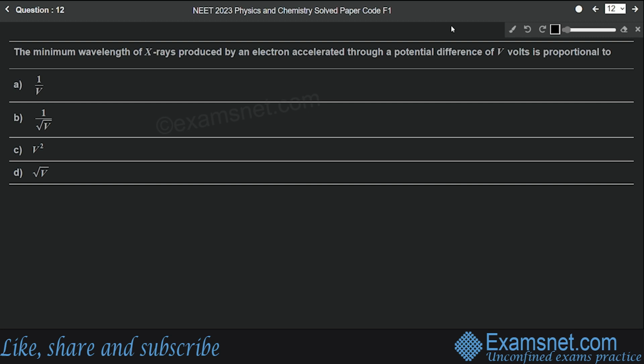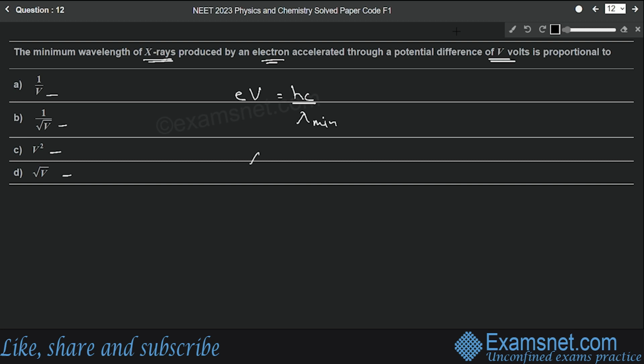Question number 12 is from the chapter Electromagnetic Waves, and the question is the minimum wavelength of X-rays produced by an electron accelerated through a potential difference of V volts is proportional to. Options are 1 by V, 1 by root V, V square and root V. Okay, so we know that the energy, that is EV, will be equal to Hc by lambda.